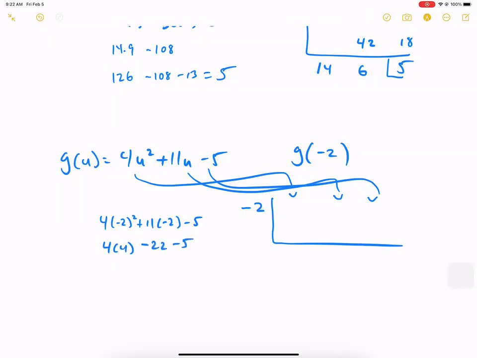Oh my gosh, you guys are done already? I'm still copying the problem. Okay, this is going to be -6, -5. Okay, -11, I think. Did you guys get -11, hopefully? Okay, good. I was afraid I messed up on my math again.